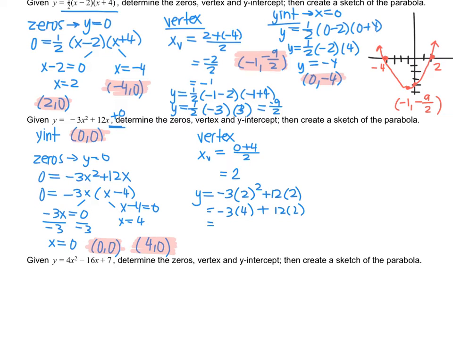Now I'll do my multiplication. Negative 3 times 4 is -12. 12 times 2 is 24. And now I add them up to get positive 12. So my vertex is 2, 12.